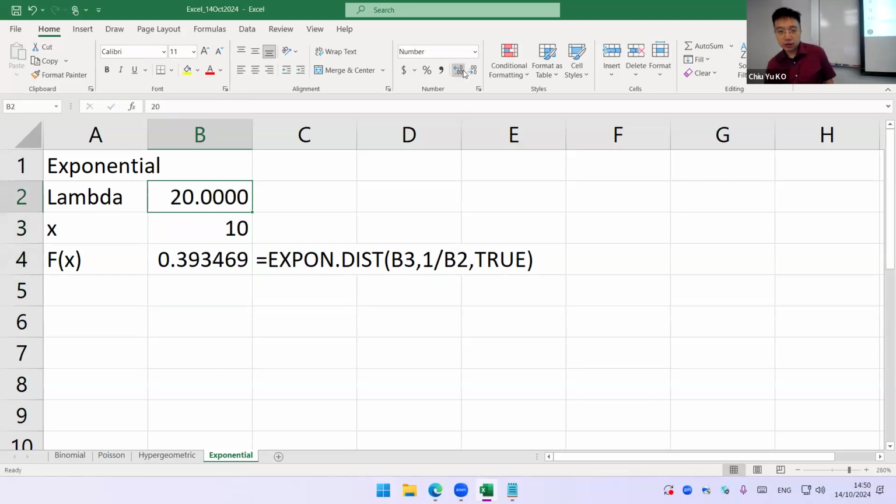And probably you see why lambda is more direct, right? Lambda is 20 minutes and I take 10 minutes, so that's why I use this notation.